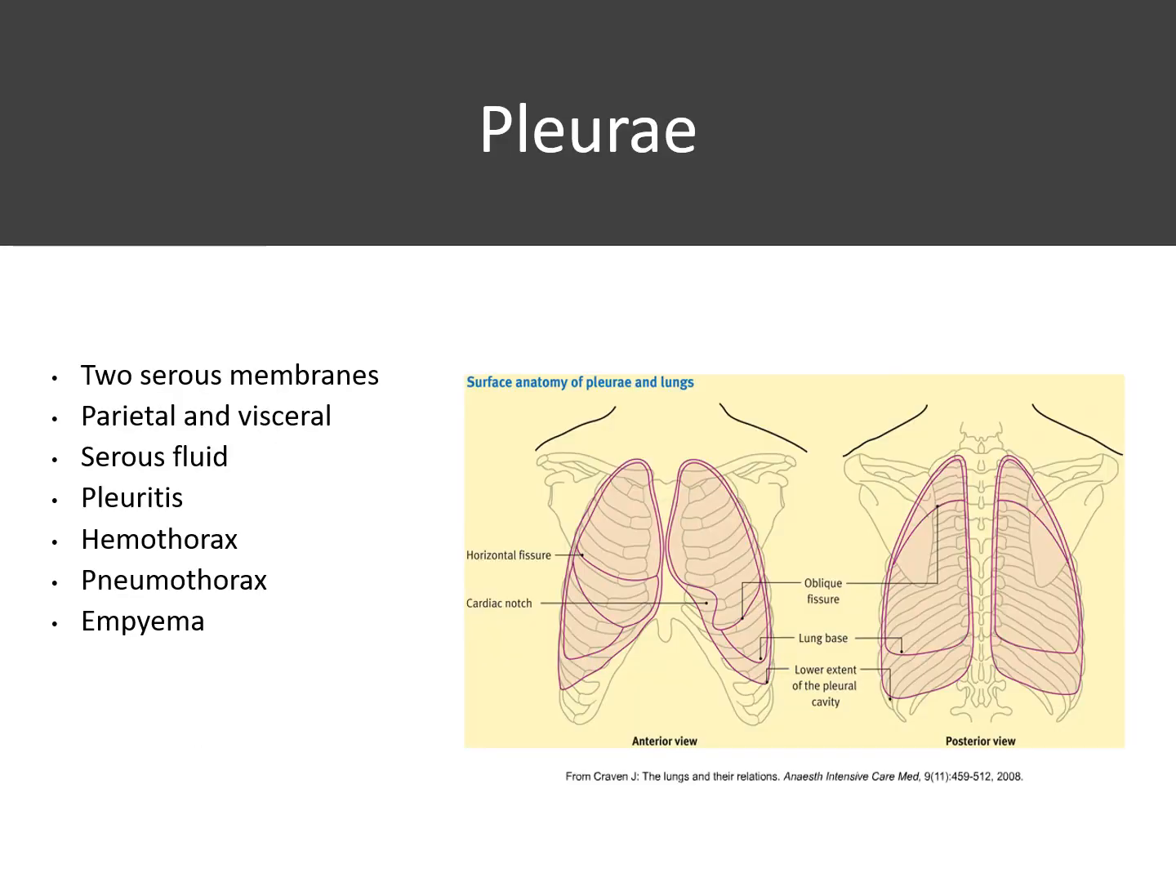So the pleura are the two serous membranes that cover each lung. The pleura that covers the outer surface of each lung is known as the visceral pleura, and the one that covers the inner surface of the chest wall, the diaphragm, and the mediastinum is the parietal pleura.